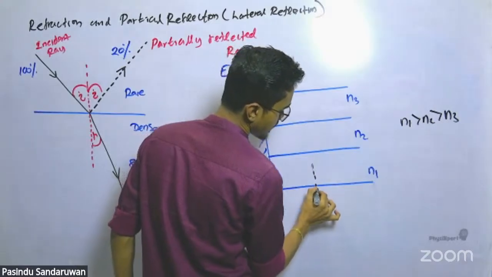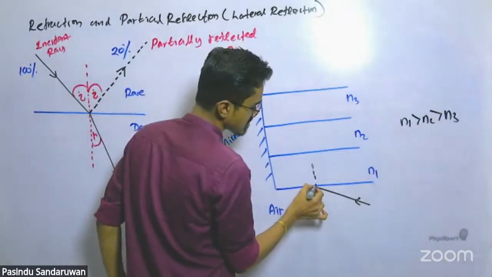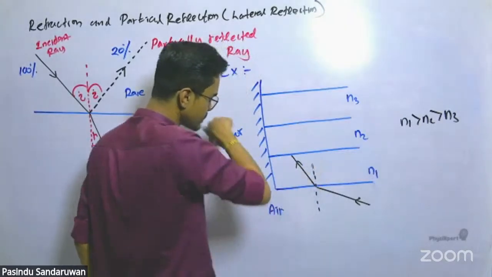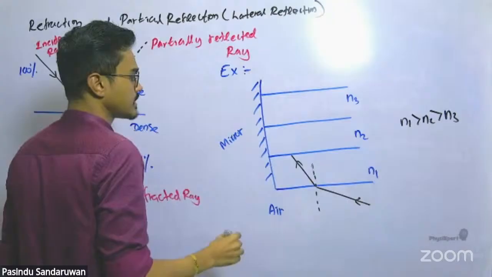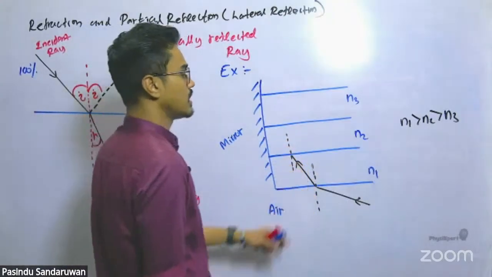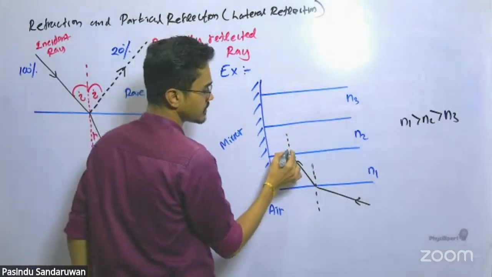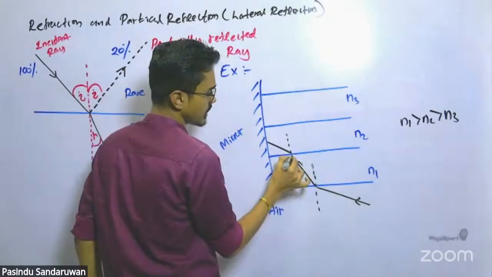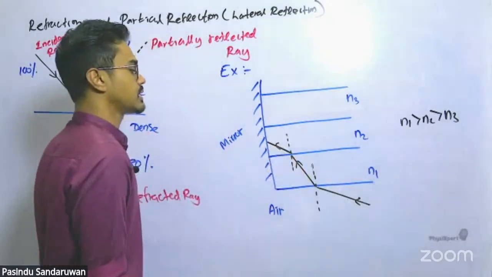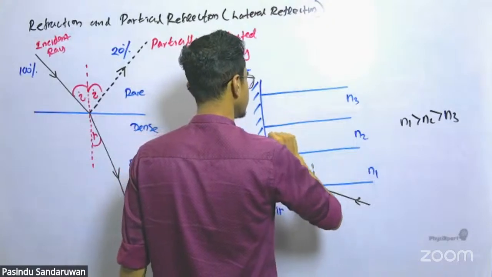A light ray enters from the air medium, like this. And here it enters from n1 to n2. N2 is an air medium. It bends away, and it is reflected here.